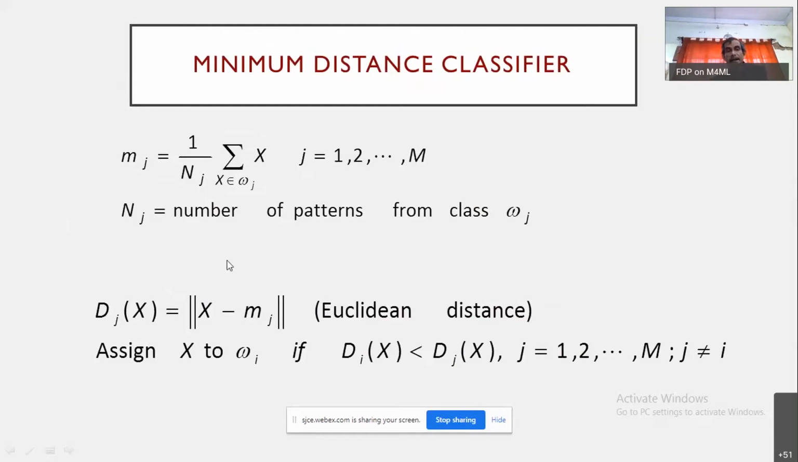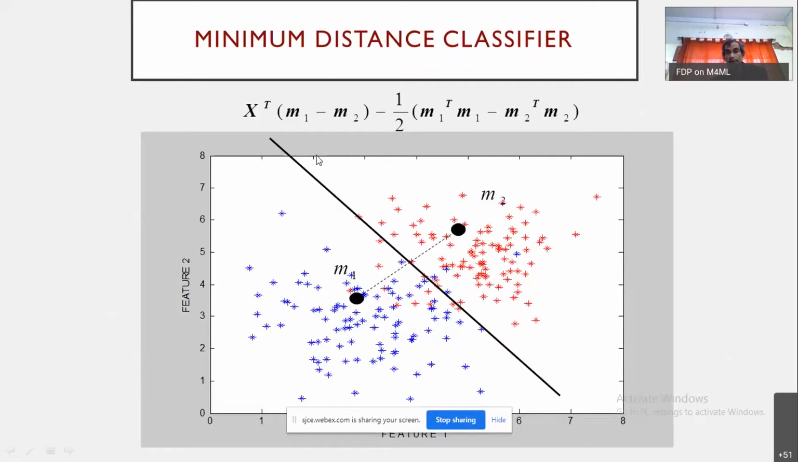If I have 10 classes, this subscript will vary from 1 to 10. So there will be 10 mean points, and there will be 1 point from where I will find out the distance to all these 10 means. Whichever is the minimum, I will assign to that particular class. Now, if you do the mathematics, you will see that the boundary, or the classifier, corresponds to a line which is nothing but the perpendicular bisector of the line joining these two mean values.